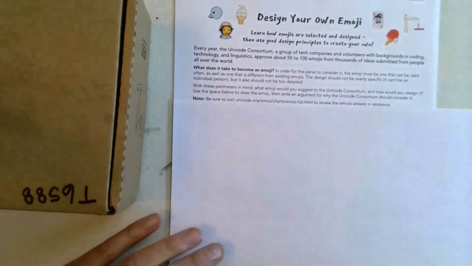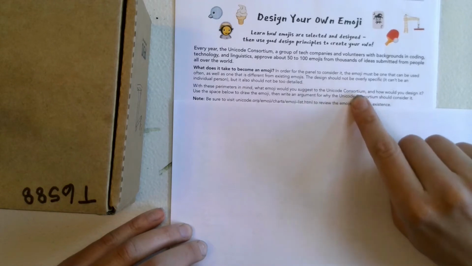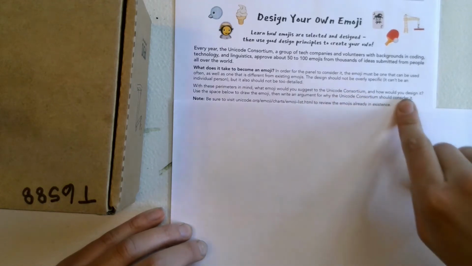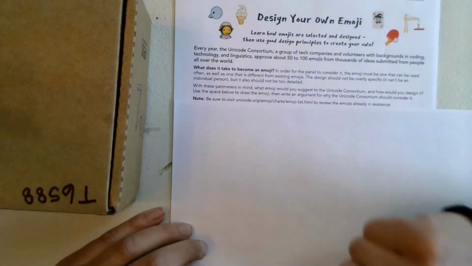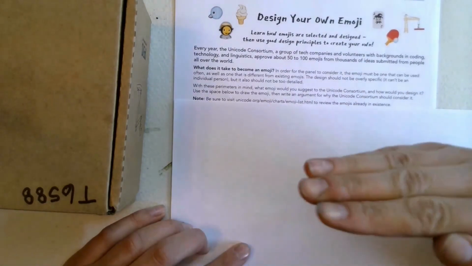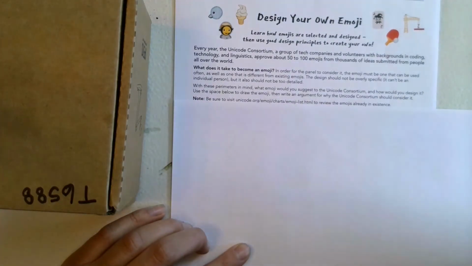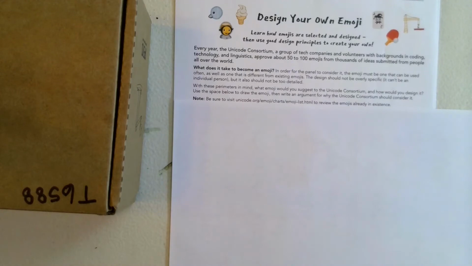Okay, with these parameters in mind, what emoji would you suggest to the Unicode Consortium? And how would you design it? Use the space below to draw the emoji, then write an argument for why the Unicode Consortium should consider it. So that's that company or panel of people that would go over your idea and maybe talk about if they want to use it.